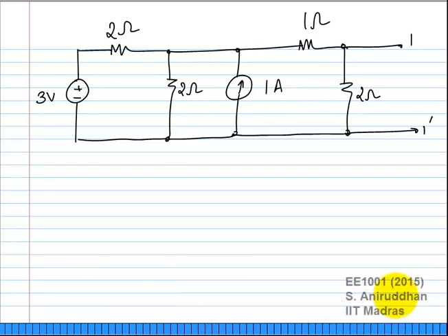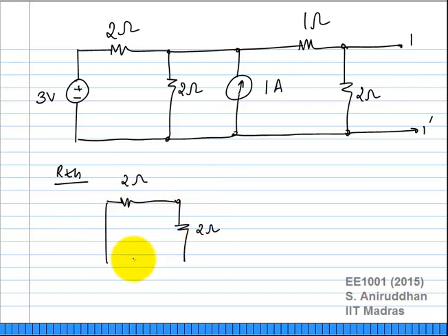I'll quickly do this. I want to find out RTH. How do I find out RTH? I have to null the voltage and current sources. Okay, how do I null this voltage source? I short circuit it. So I have 2 ohms. I open circuit the current source.